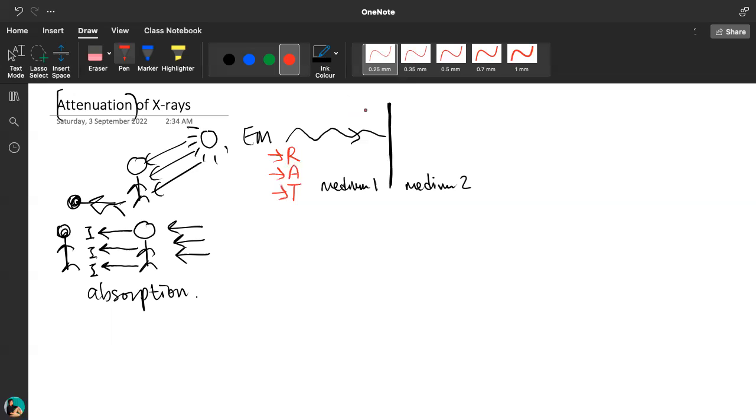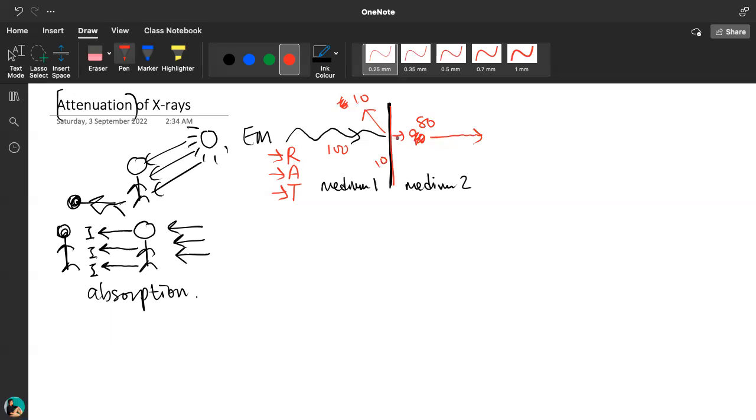Okay, the transmission of X-ray. So here 100 strikes, let's say 10% reflected, 90% go in. Maybe 10 is absorbed again. 10 is absorbed in the boundary, so left only 80 that is being transmitted through it.